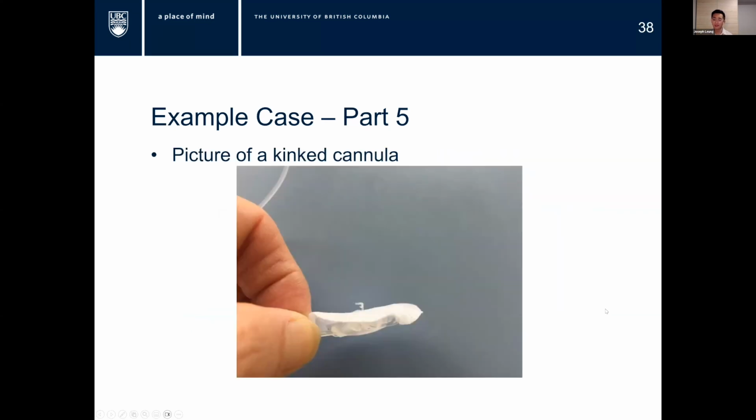So what might have been happening in that case? Why did the kid's blood sugar go to 19 in the middle of the night? Well, here's an example of a kinked cannula in the infusion set. This would block the delivery of insulin and could result in those higher blood sugars and higher ketone levels.